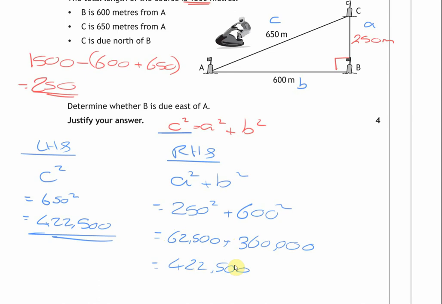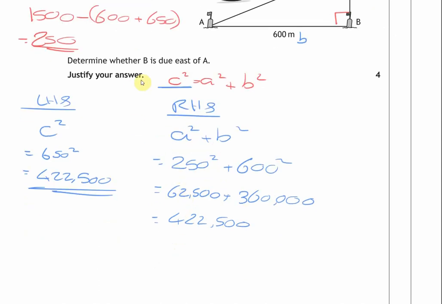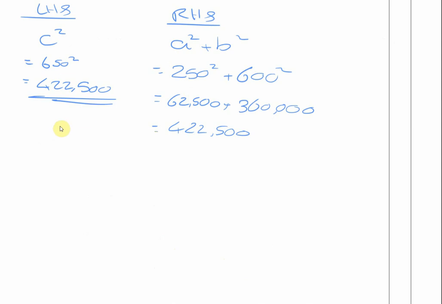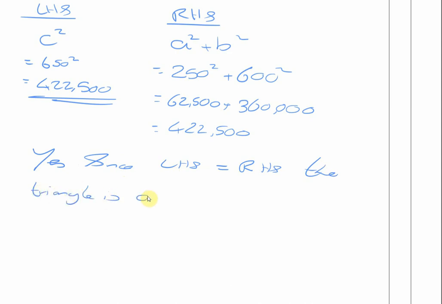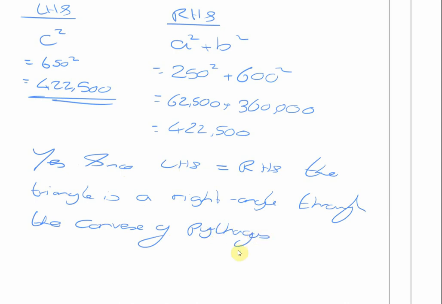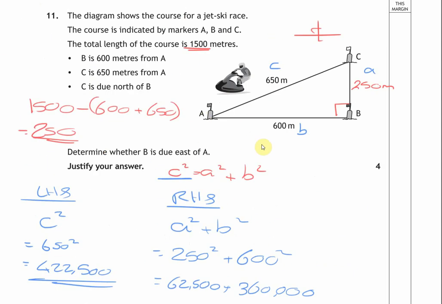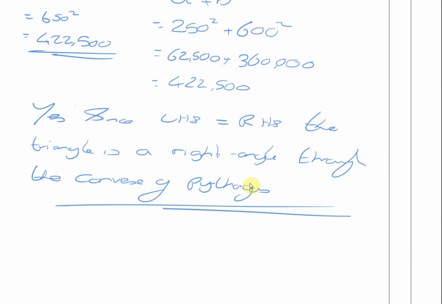So if we add these two together, we get 422,500. So the question here now is we have proved that the left-hand side equals the right-hand side. So that means that the answer is, you need to communicate your answer here, and you would say that yes, since the left-hand side equals the right-hand side, the triangle is a right angle through the converse of Pythagoras. Now you can write whatever you want so long as you communicate that yes, the claim is indeed correct, and that you've proved it through the converse of Pythagoras.